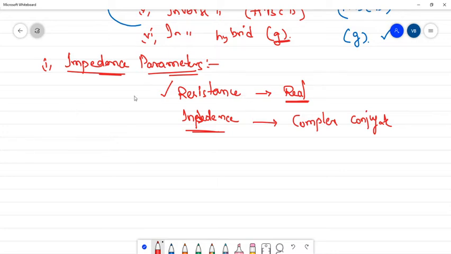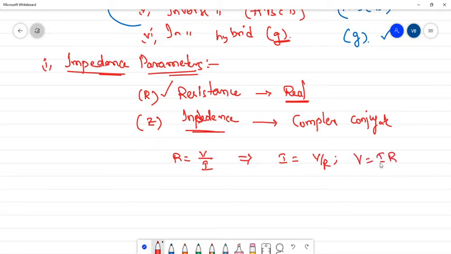Resistance is defined with R, and impedance is denoted with Z. So what is R? By Ohm's law, R is equal to V by I. We can write I is equal to V by R, or V is equal to I into R. These are the relations for resistance. But what is the relation for Z? Z is also defined as V by I. But here we talk about AC or complex numbers, whereas there we talk about DC or real numbers.